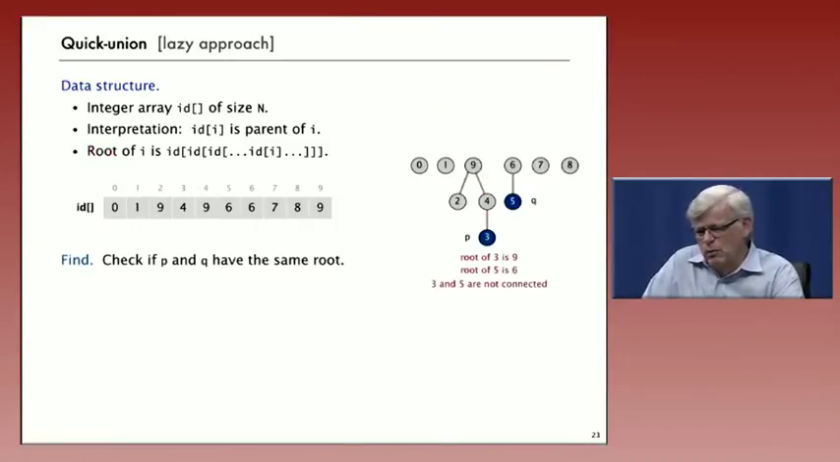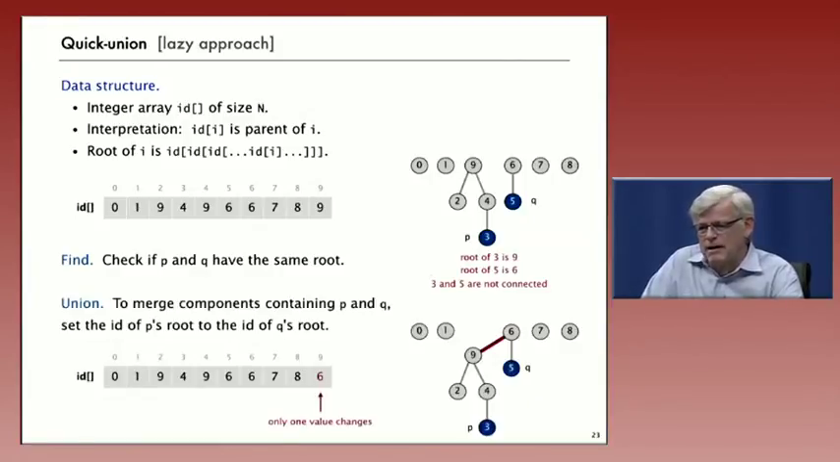Now, once we can calculate these roots, then we can implement the find operation just by checking whether the two items that we're supposed to check whether they're connected have the same root. That's equivalent to saying, are they in the same connected component? So there's some work to find the roots of each item, but the union operation is very easy. To merge components containing two items that are in different components, all we do is set the id of P's root to the id of Q's root. That's make P's tree point to Q.